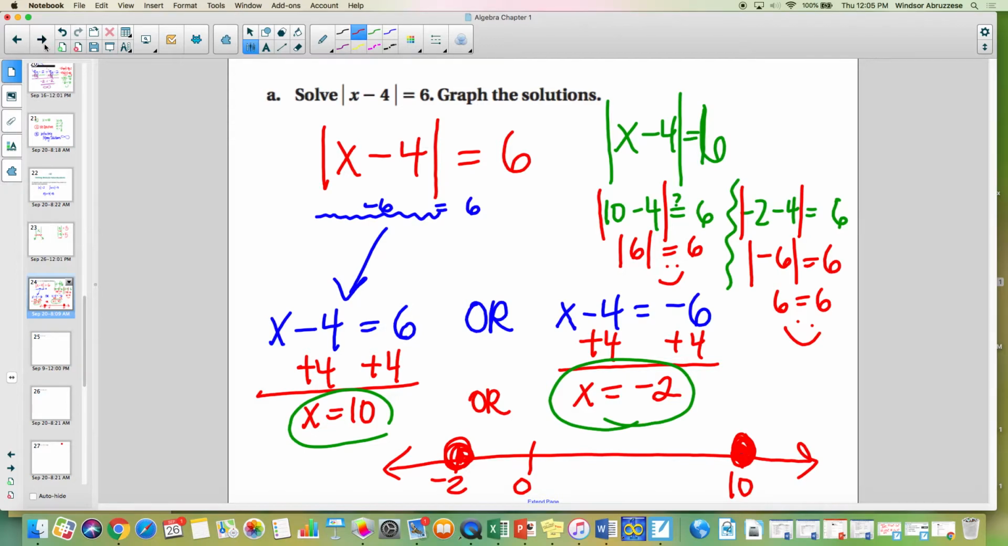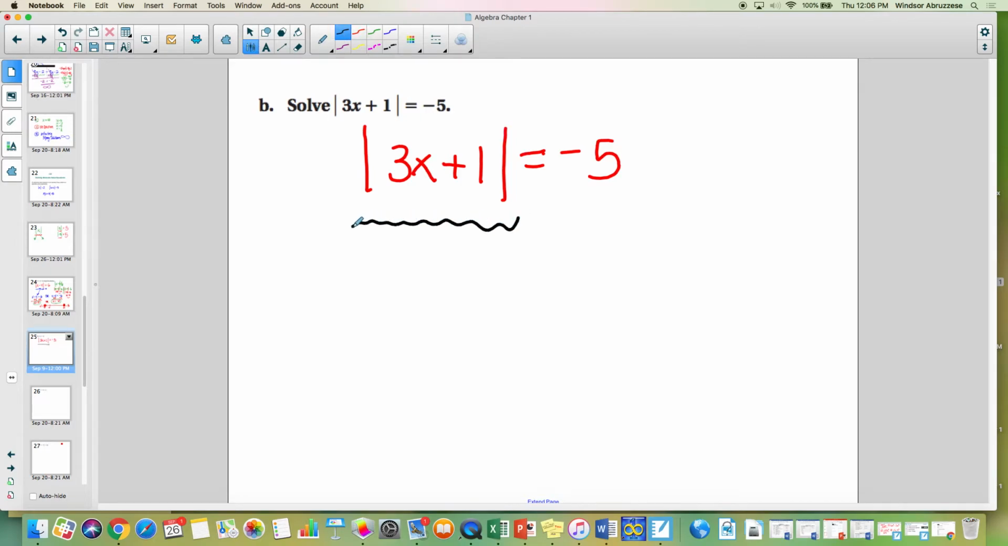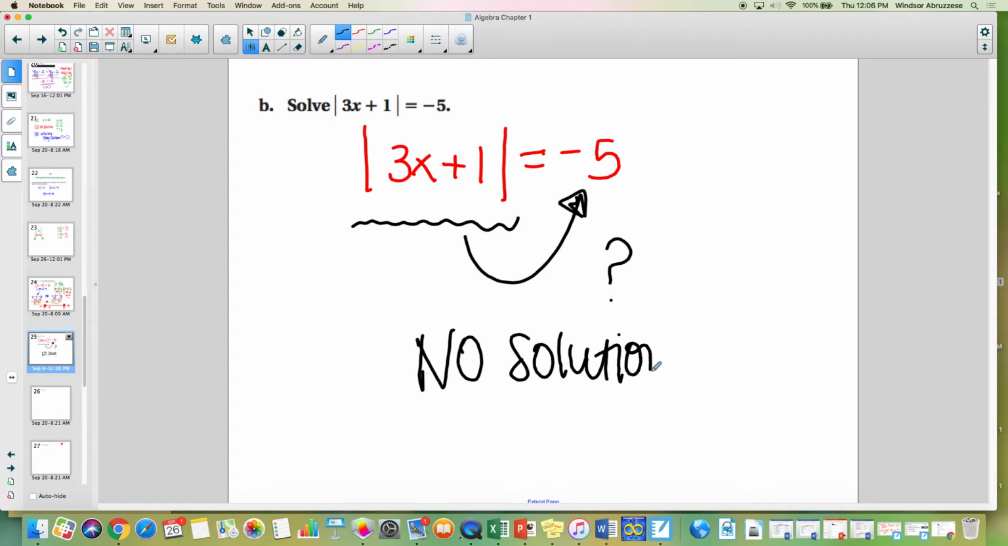Let's try the next one. Solve the absolute value of 3x plus 1 equals negative 5. Let's pay attention to this one. This is saying that whatever is inside the brackets, the absolute value of that will equal negative 5. Can I ever get negative 5 as a solution for absolute value? The answer is no. So this is a no solution problem.